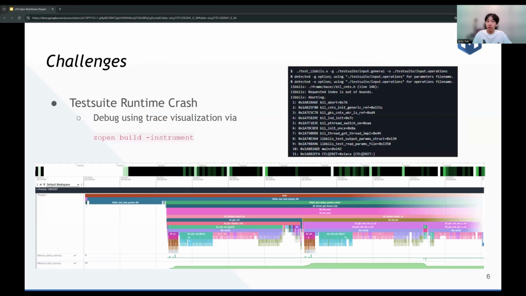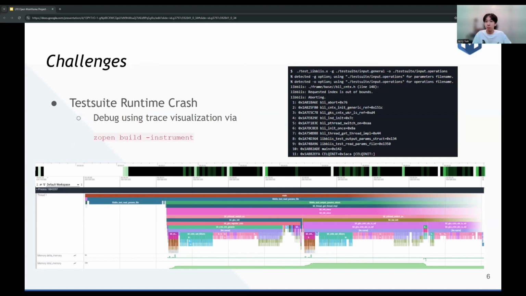I have run into a number of challenges during the process, and one of the examples was the missing runtime feature. For example, ZOS doesn't support things like thread or pthread barrier types in the C runtime, so I had to modify Bliss headers to work around those unsupported features.